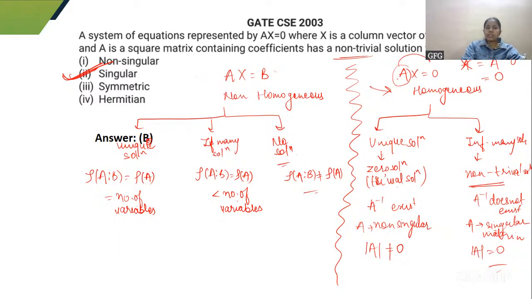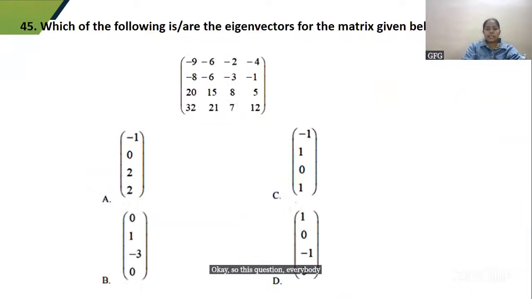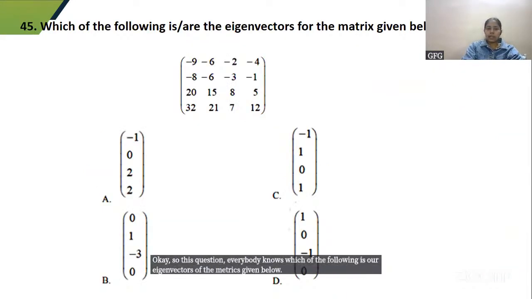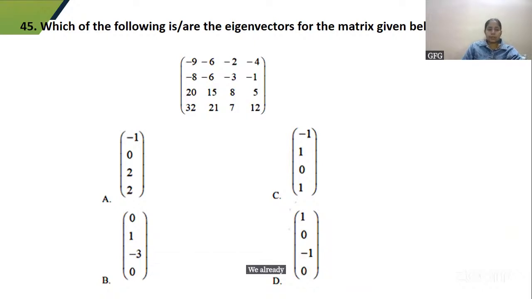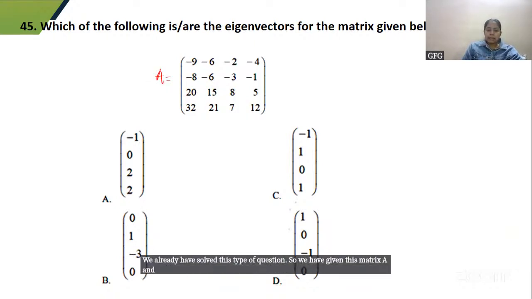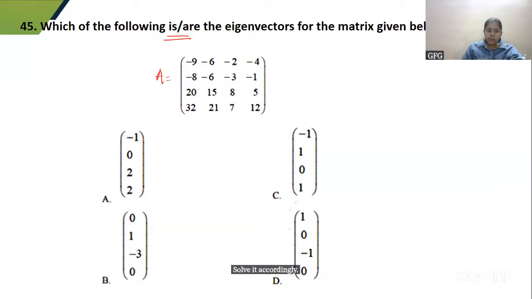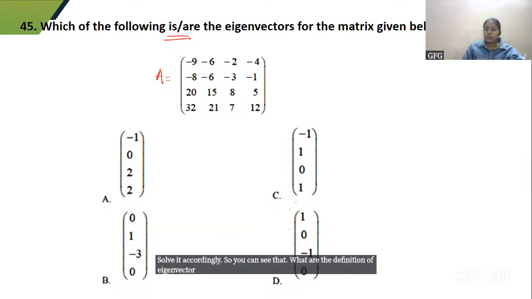Okay, so this question, everybody knows: which of the following are eigenvectors of the matrix given below? We have already solved this type of question. So we have been given this matrix A and they're asking which of the eigenvectors. See, this question says A slash R, so this can be MCQ or MSQ. So you have to solve it accordingly. The definition of an eigenvector is that you have to solve Ax equals lambda x.